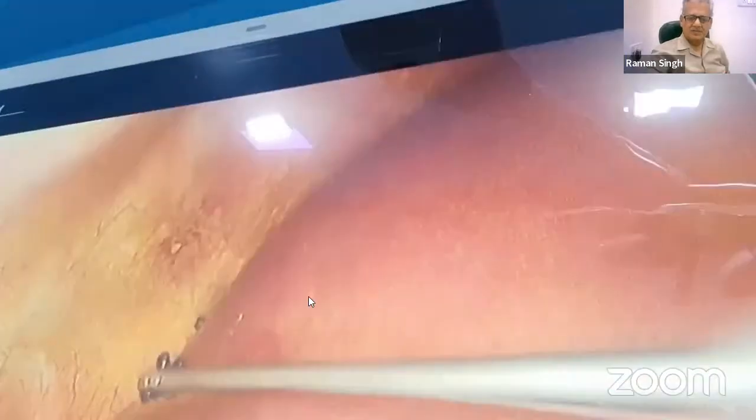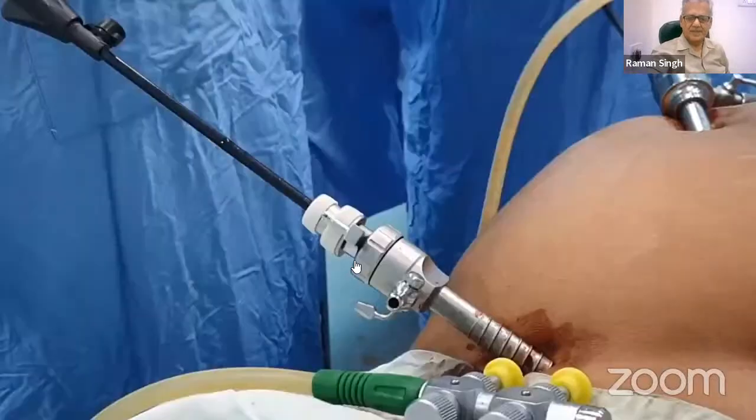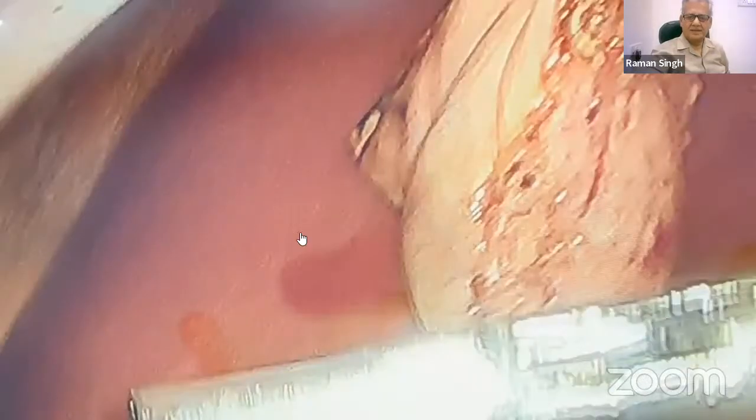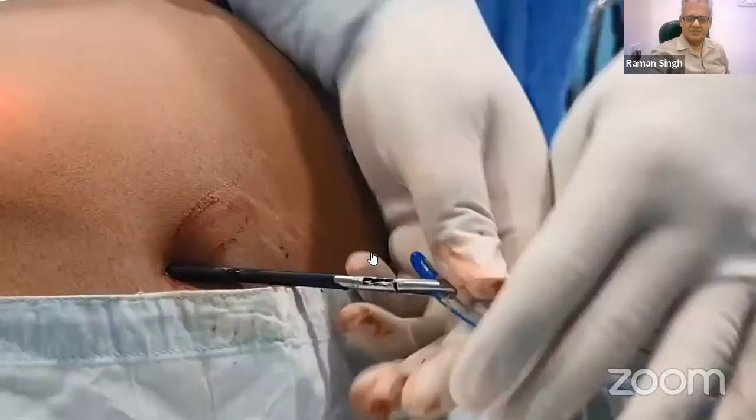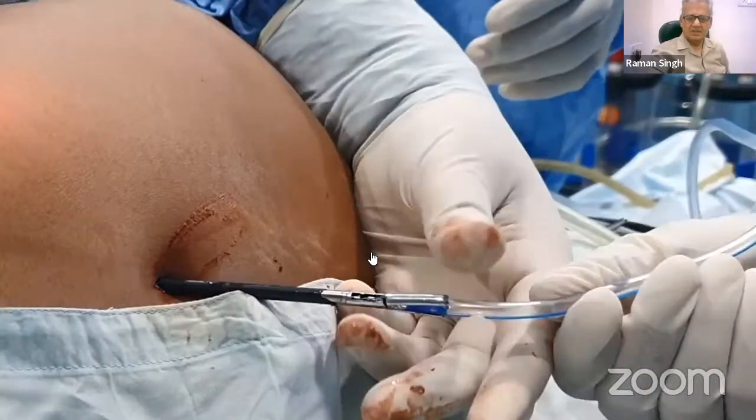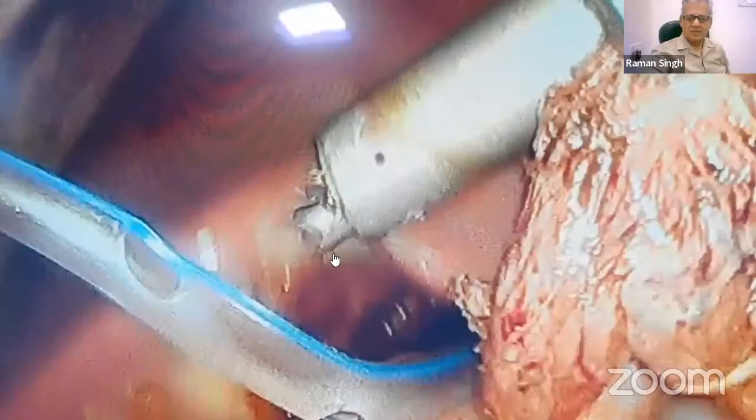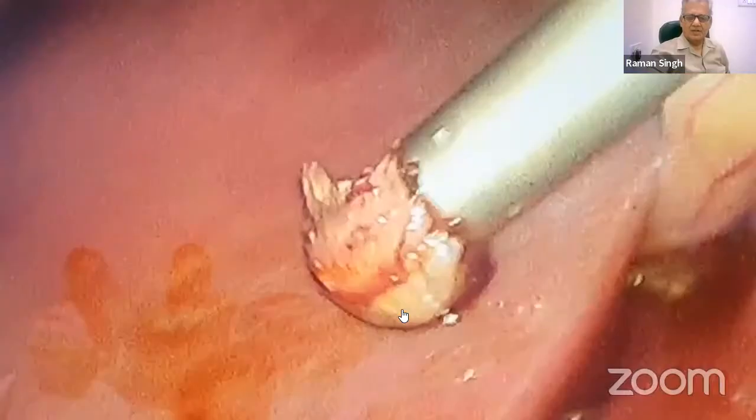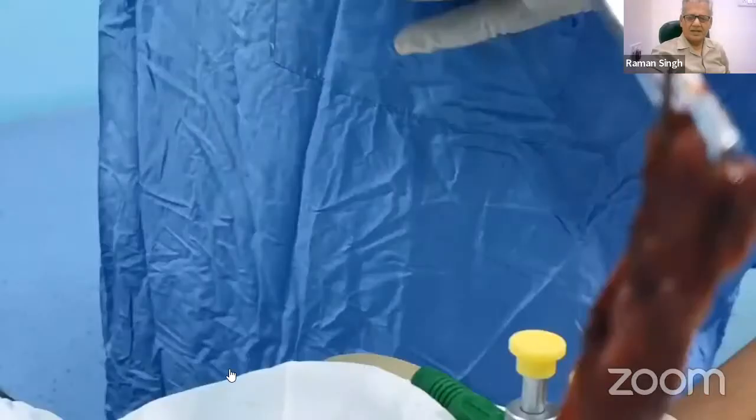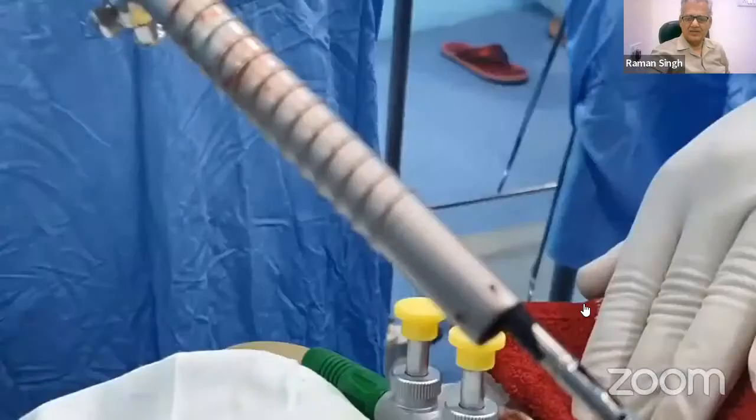with the help of the suction machine, and usually we use a drain tube for drainage purposes to clear out all the leakage, that is serous material or the leakage of some bile, and this gallbladder is pulled out from the epigastric port.